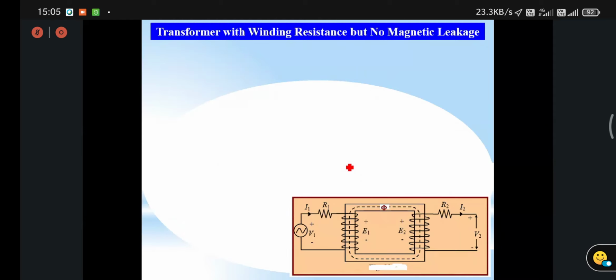Transformer with winding resistance, but no magnetic leakage. No magnetic leakage means no flux will leak in the core. The flux which leaks in the core is called phi L2, phi L1. This is the leakage flux.